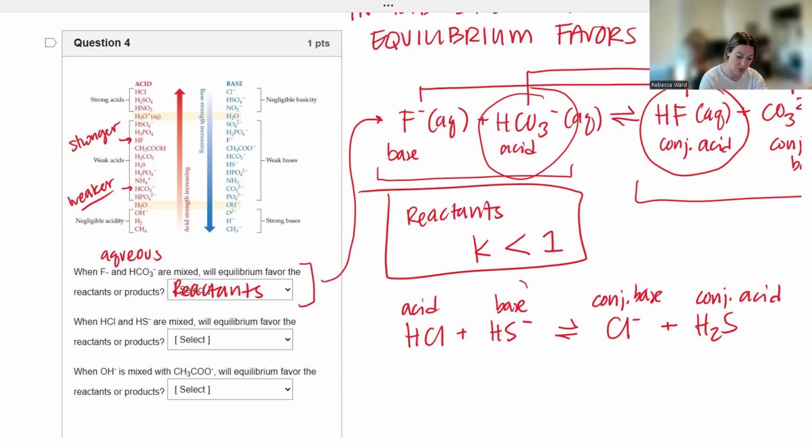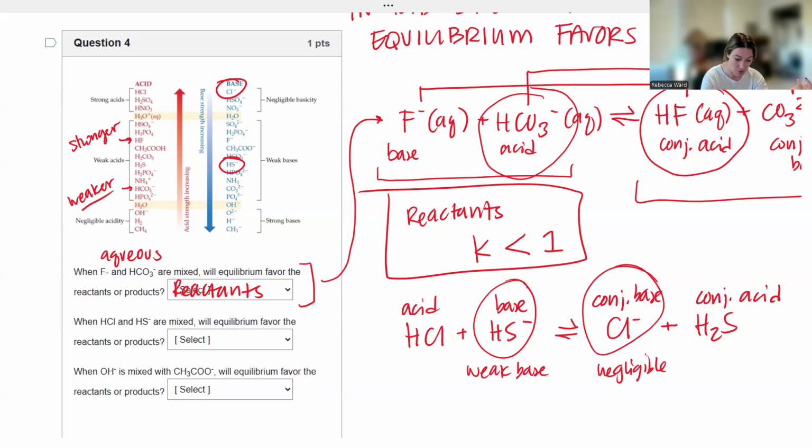do base this time. We're going to compare HS minus to Cl minus. Because HCl is such a strong acid, its conjugate base is very weak. It's a negligible base. I shouldn't even call it a base. It's never going to take a proton. That's all the way up here. So this is incredibly weak. Whereas HS minus is right here. Okay, it's a weak base. So this is a weak base, but this is a negligible base. And so negligible is much weaker than a weak base.